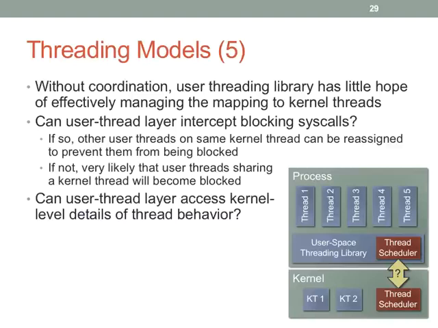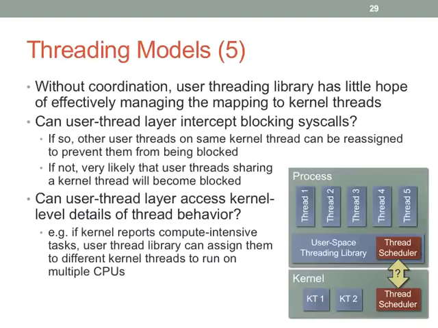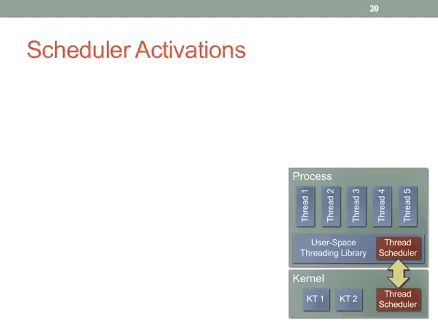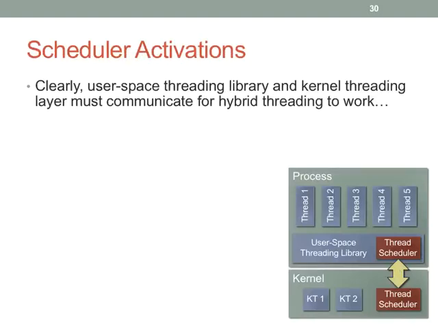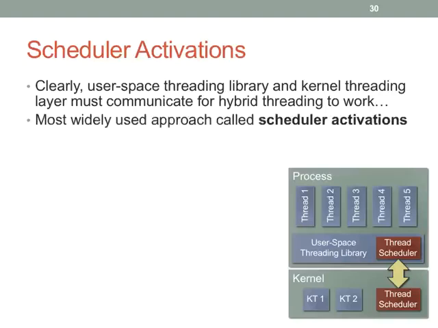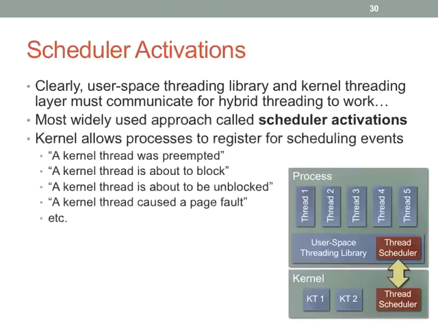Also, you'd like to know if the user thread layer can know what the kernel's seeing as far as program behavior. Are things being preempted? Are they being blocked on I/O frequently? If the user thread scheduler could see what the kernel's seeing, then we could manage this a little bit better. One of the most common approaches is called scheduler activations, where we register a callback with the kernel so that when various things happen with kernel threads, we can be informed about it in user space.